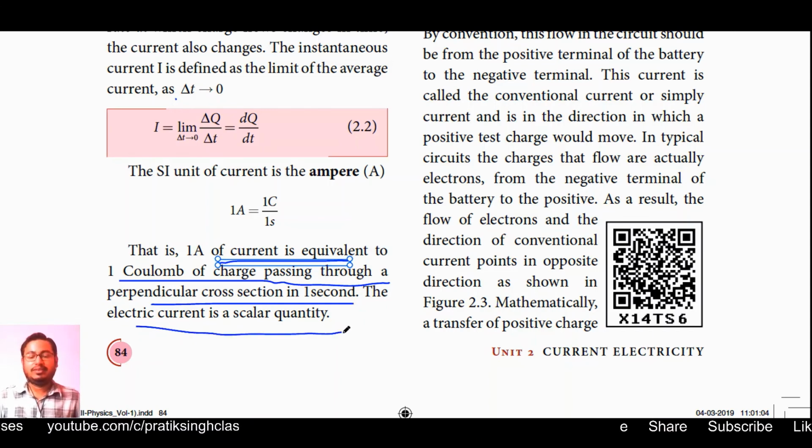Please remember very well that electric current has direction as well as magnitude, but it is not a vector quantity, it is a scalar quantity. Why? Because electric current does not follow the vector law of triangular addition. That is why it is a scalar quantity.